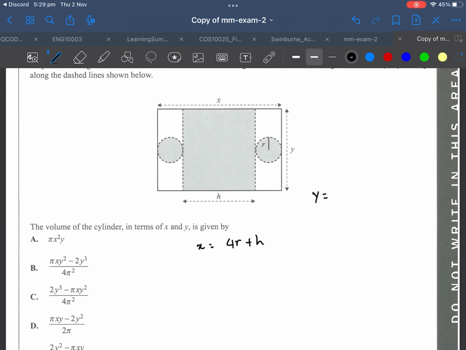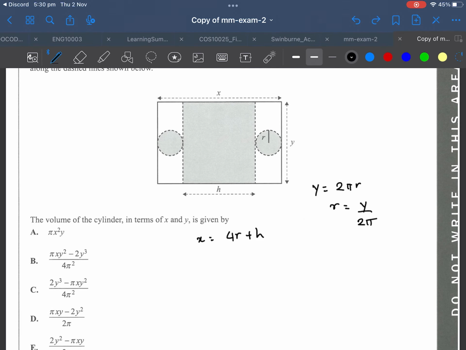Okay, I see. y equals the circumference, because if I were to fold this paper, y would technically just exactly match the circumference of this circle over here. So y equals 2 pi r, meaning that r equals y on 2 pi. So we can just use that now.